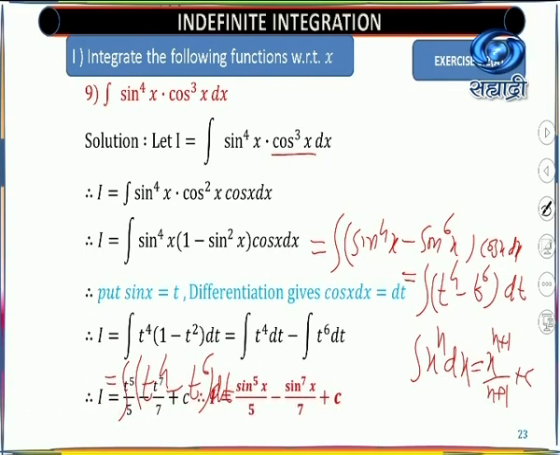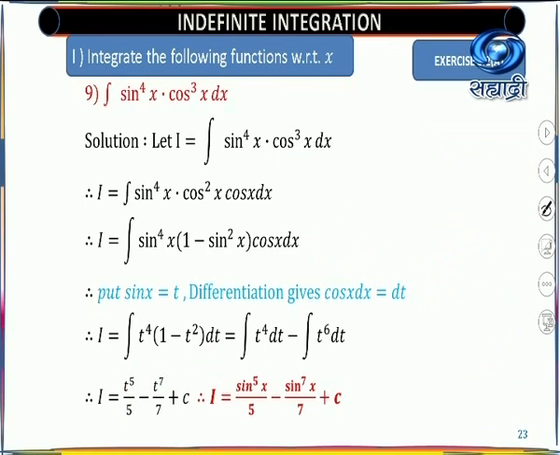So you will get your final answer as, what is your final answer? This is t raised to 5 upon 5 minus t raised to 7 upon 7 plus constant of integration. This is the value of integration. By resubstituting, you will get sin raised to 5x upon 5 minus sin raised to 7x upon 7 plus constant of integration. Okay, so this way this function is simplified.